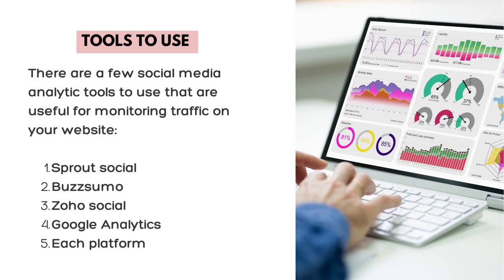So here are 5 of the top tools. There are quite a few tools out there that you can use to monitor your traffic to your website, what platforms are sending it through, that type of thing. But here are the top 5. Sprout Social is really good, BuzzSumo, Zoho Social, Google Analytics, and each of the platforms themselves. They're all really useful to use. With Google Analytics, you do need to set it up on your website. So it's really important to set that up before you build up your social.